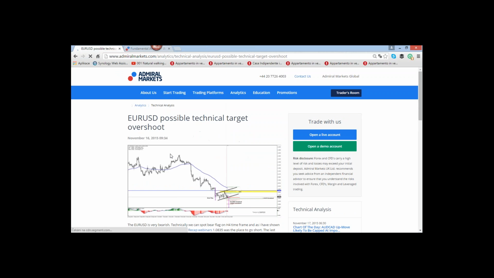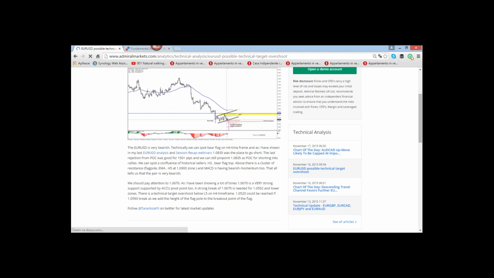Let's take a look at Nenad's technical forecast. We see he spots a bear flag too, just like we did, a bear flag correction. His recap mentioned 108.35.